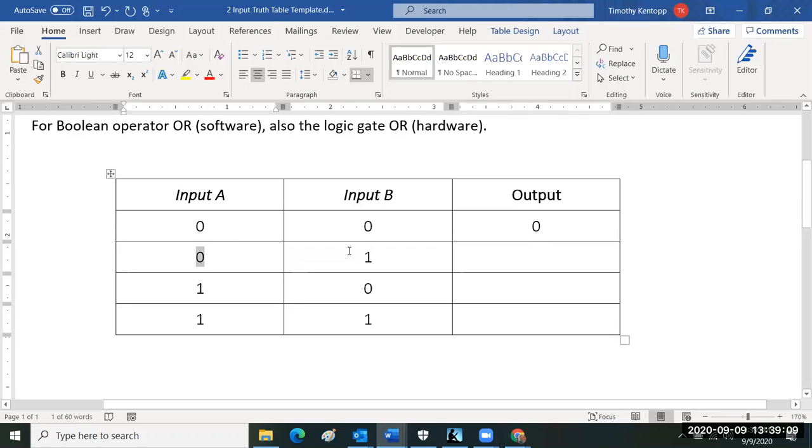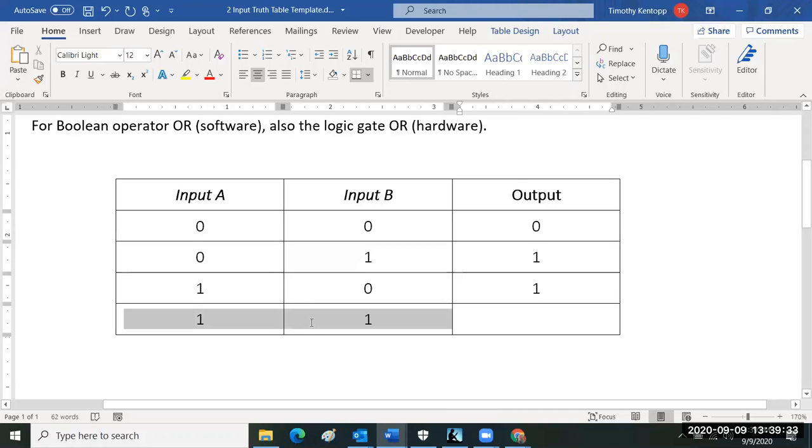Input A or input B. If it's on, then the output is on. What's the output here? 1. Okay. How about input A is turned on or input B is turned on? Well, in this case, input B is turned off, but input A is on. So what's our output here? 1.